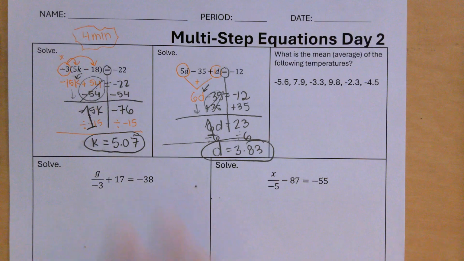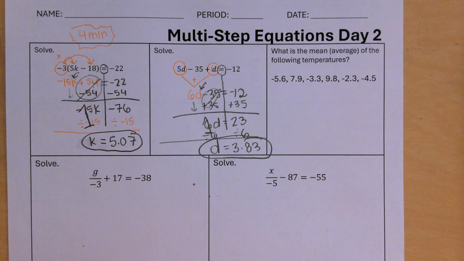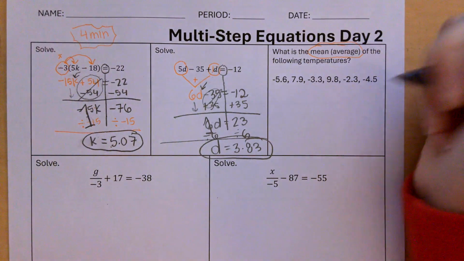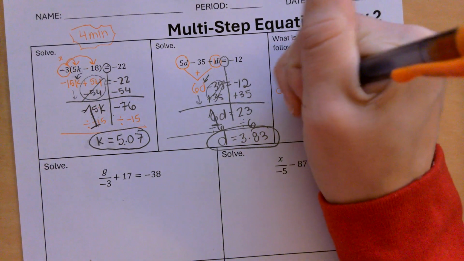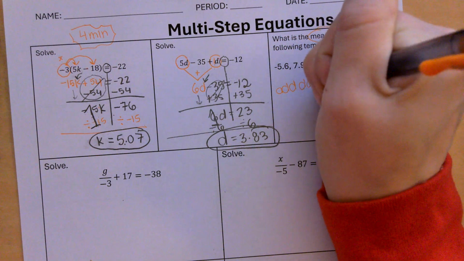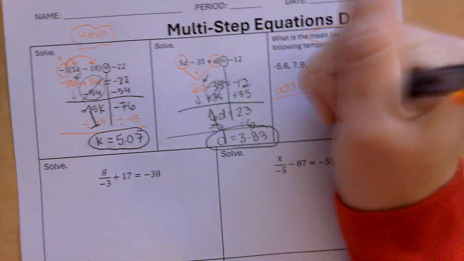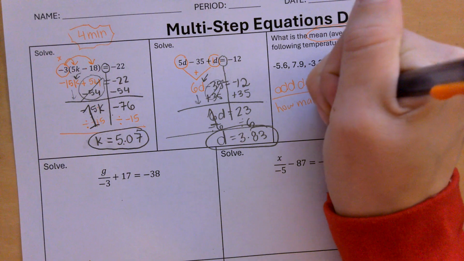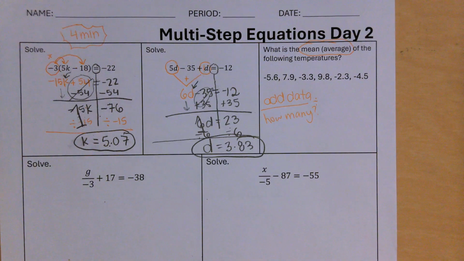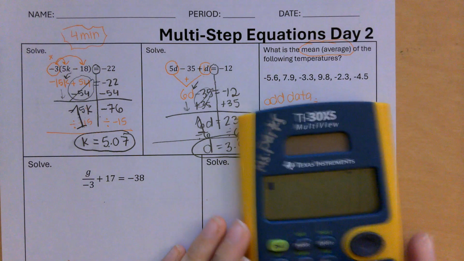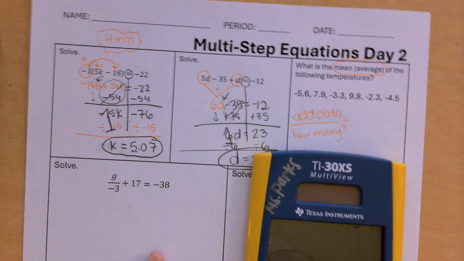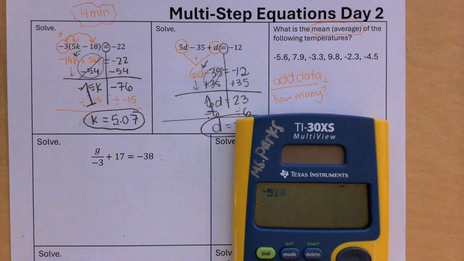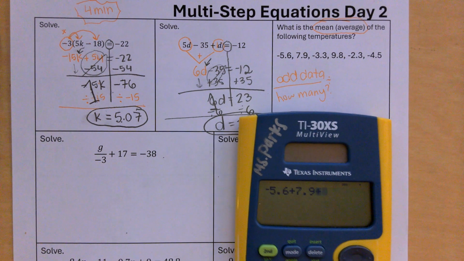Okay. What is the mean or average of the following temperatures? Mean and average means we're going to add all the data. Then we're going to divide by how many there are. And that number changes. So let's go ahead and add them all together. If you didn't write anything down, make sure you pause the video and write it down. Don't just copy me, actually learn this.